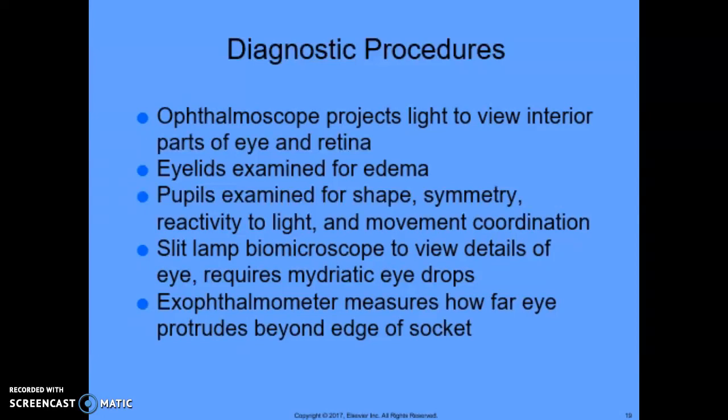An exophthalmometer measures how far the eye protrudes beyond the edge of the socket. You should know this from our abbreviations earlier this semester. What is PERLA? PERLA stands for pupils equal, round, reactive to light, and accommodation. It is charted by the physician if the pupils are reacting normally.